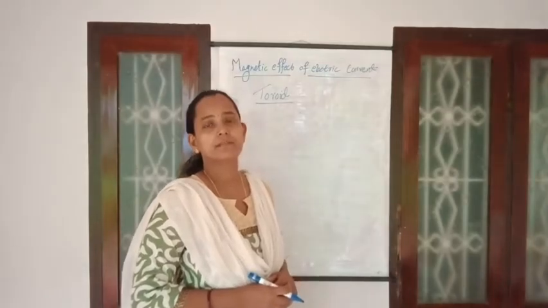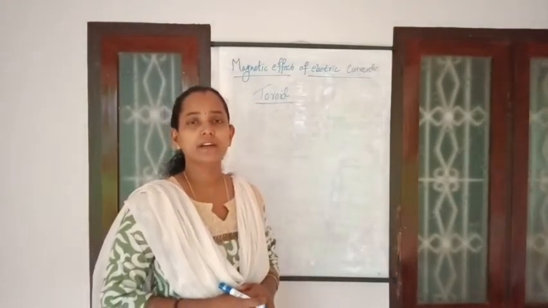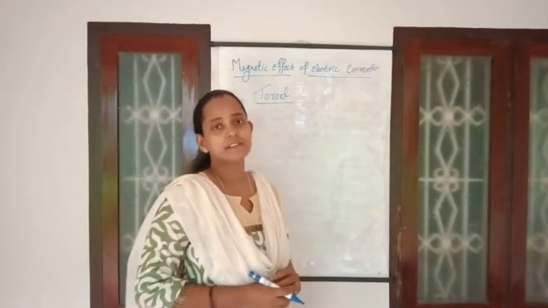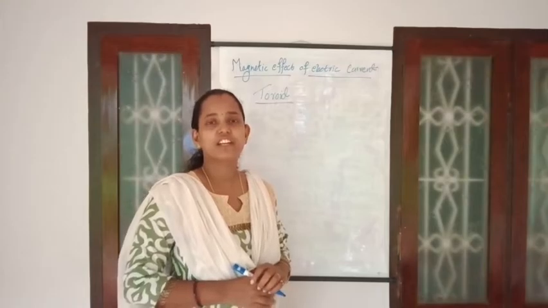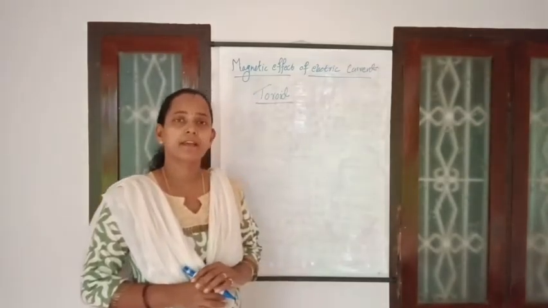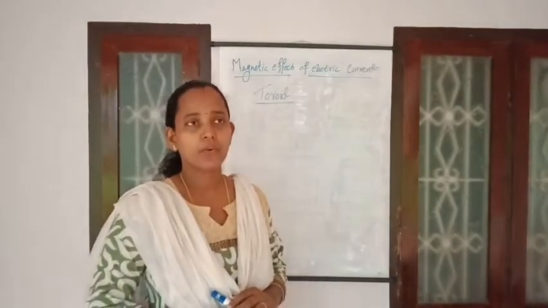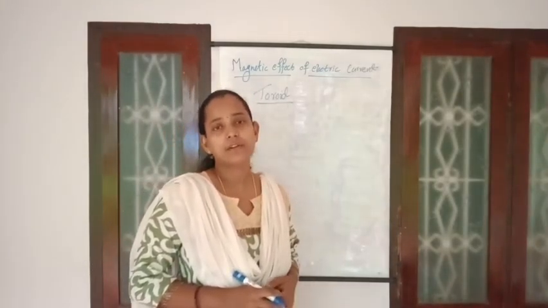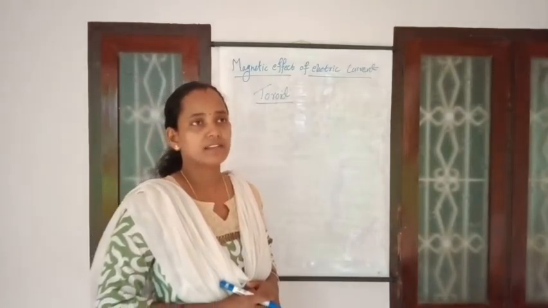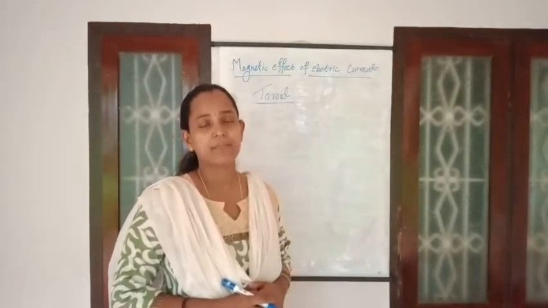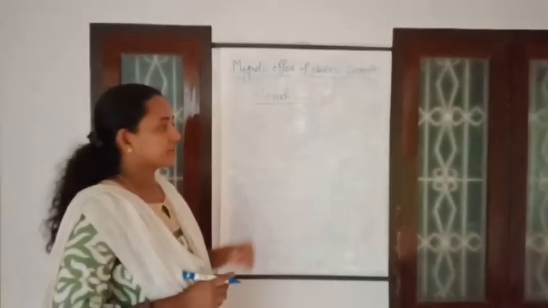Good morning, children. So we can continue the chapter magnetic effect of electric current. In the last class we stopped our discussion at finding the magnetic field produced by a solenoid by applying Ampere's law. So today we can continue that topic, that means the application of Ampere's law. As the third example or third application, we can find the magnetic field produced by a toroid.